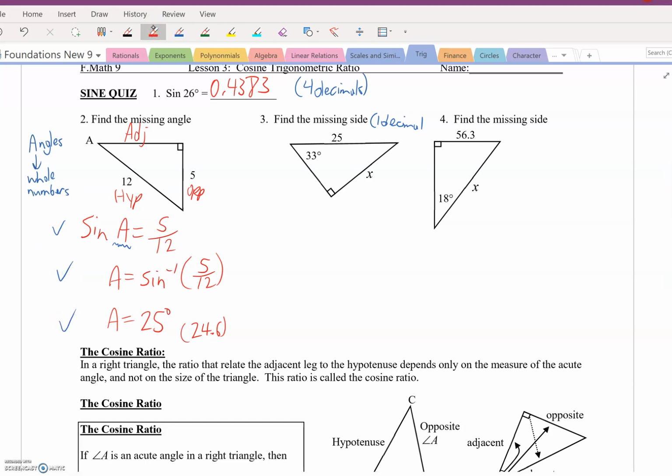Next question, label your HOA. I have 33 degrees as my angle of interest. This is your hypotenuse, it's across from 90 degrees. Across from the angle of interest is the opposite. So I will write down for my work, sine 33 degrees equals opposite over hypotenuse, which is x over 25. Now some people are doing a double flip. Don't. Instead of dividing by 25, bring it up and times it by 25. I'm using multiplication brackets so I don't get confused with my letter x.